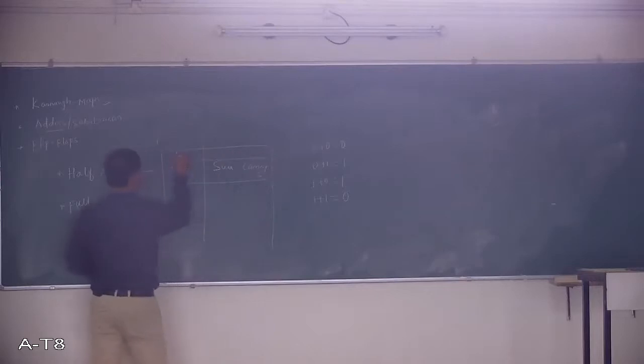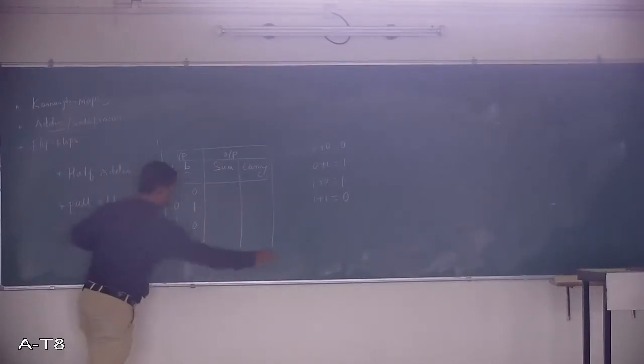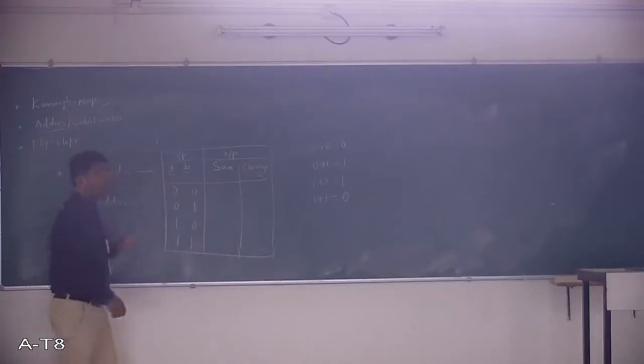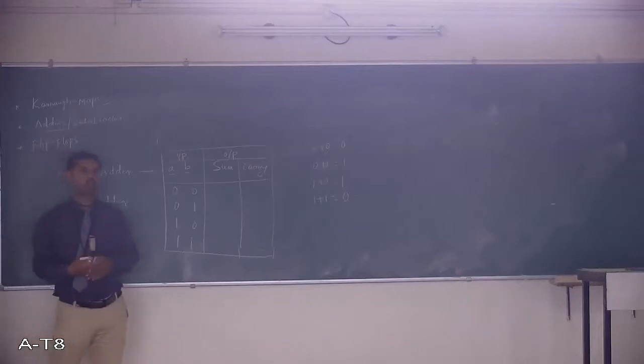They are the input, this is the output, right? So inputs, totally 4 combinations. Just write all that combination: 0 0, 0 1, 1 0, 1 1. Both the inputs may be 0, both the inputs may be 1, or it may be 0 1 or 1 0. What is the output?